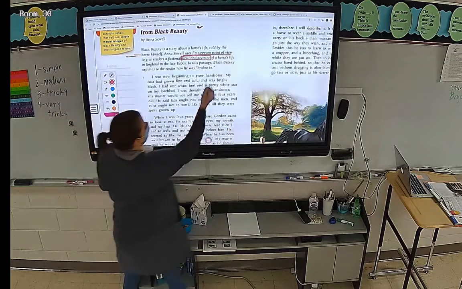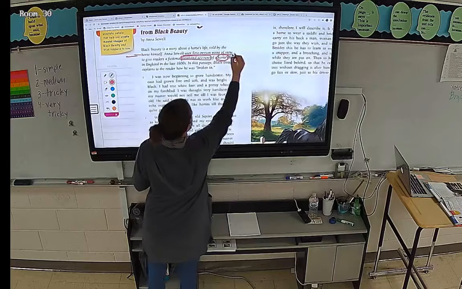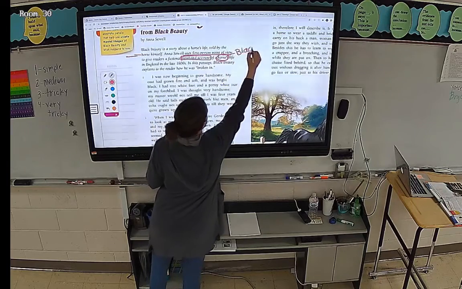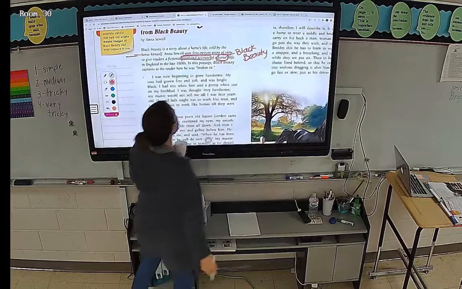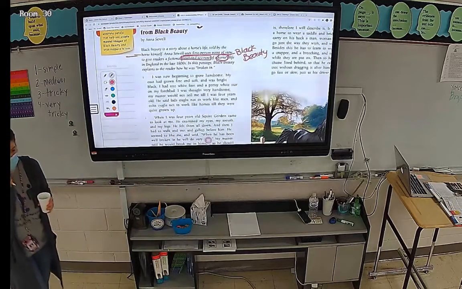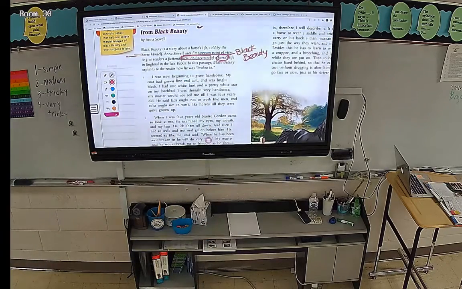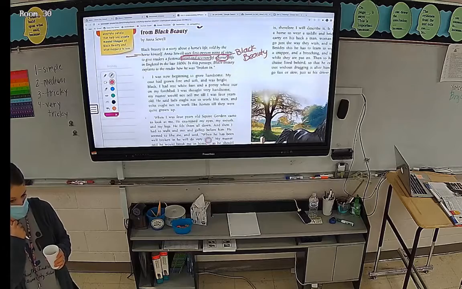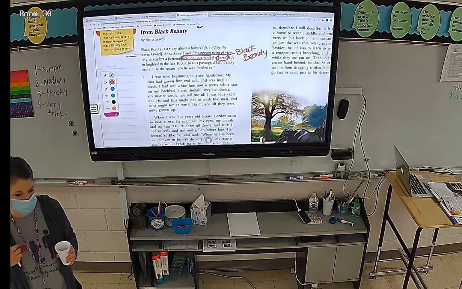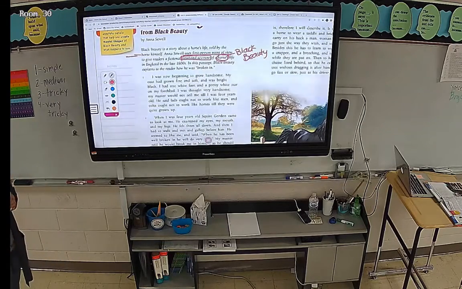I want you to circle that. Horse's life, Black Beauty. So if Anna Sewell is not the character telling the story, why did they say that she uses first person? Bryson? She's telling a story that she saw.